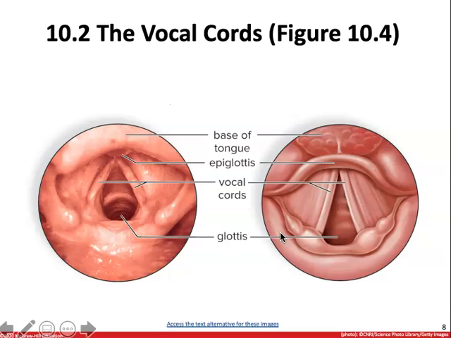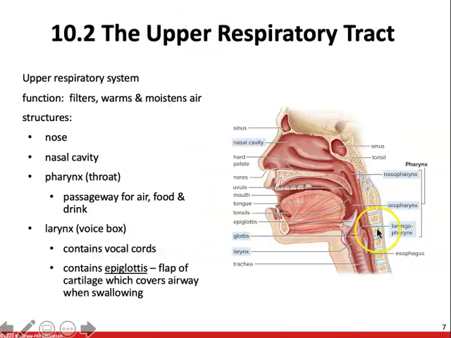The loudness depends on the degree to which those vocal cords vibrate. So opening and closing determines pitch, and then the amplitude of the vibration determines the volume. When food is swallowed, the larynx is going to move upward against the epiglottis, which is just that flap of tissue that prevents food from going down into our trachea.